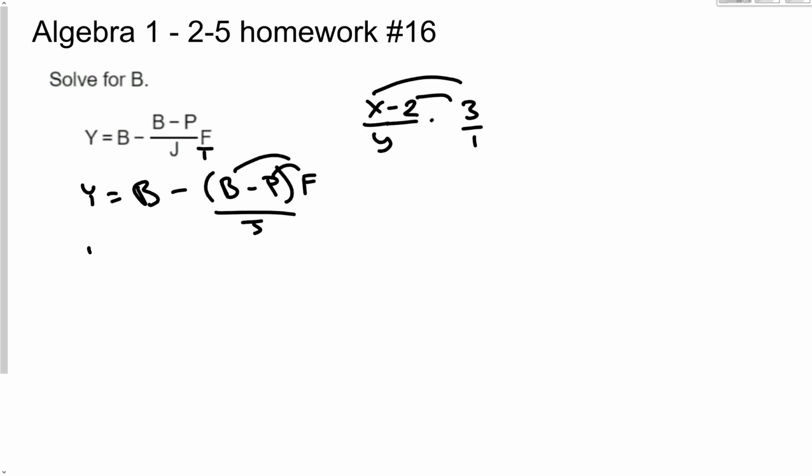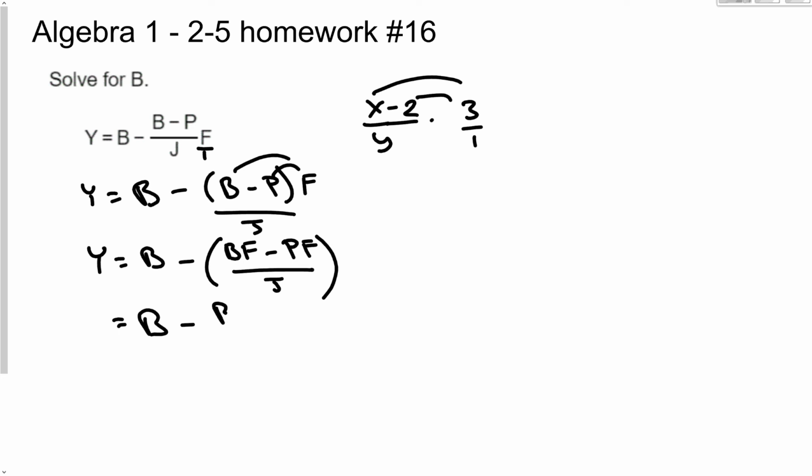So my new expression now becomes y is equal to b minus, let's deal with that minus in a second, bf minus pf over j. Okay? Now, let's distribute that minus across this expression to give me b minus bf plus pf all over j. All right, now we can start dealing with the rest of this problem.